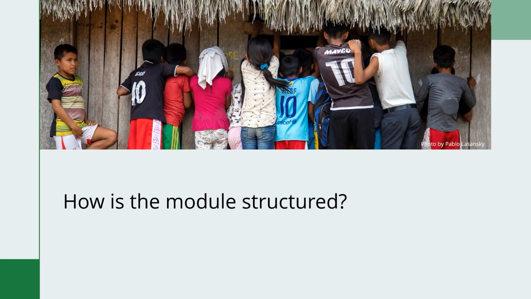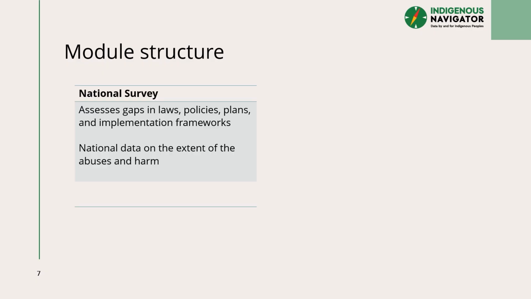How is the module structured? The module has two surveys. Both surveys focus on business activities that have taken place within the last 5 years. The National Survey assesses gaps in laws, policies, plans, and implementation frameworks. It looks at how well business activities are regulated and whether requirements for human rights and environmental due diligence are in place from an Indigenous peoples and human rights perspective. It also collects data at national level on the extent of abuses and harms on Indigenous peoples and their lands, territories, and resources.